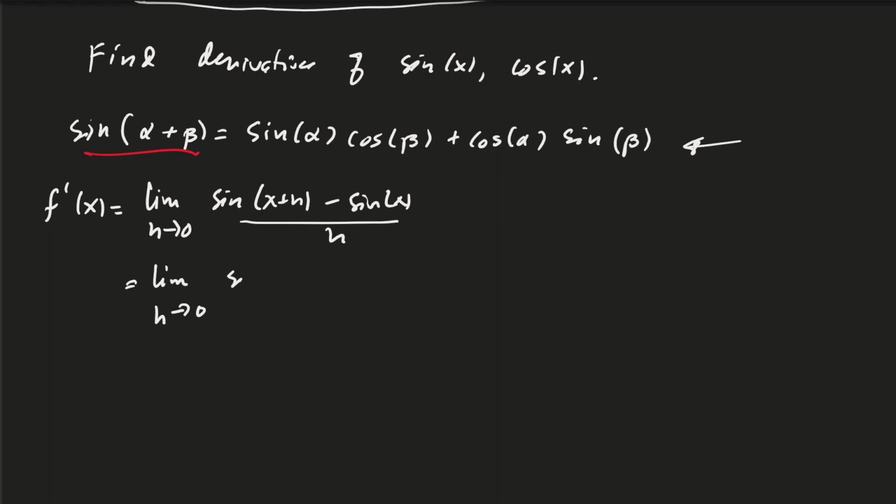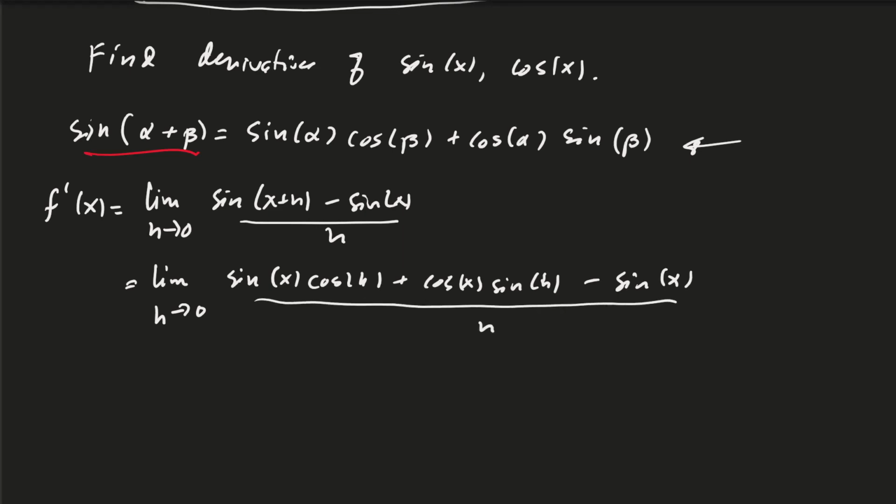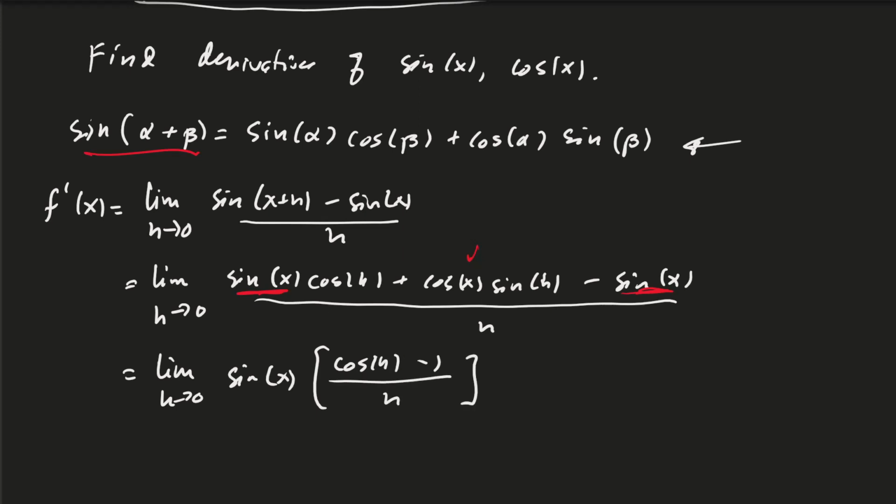And so when we do that, we get the sine of x cosine of h plus the cosine of x sine of h, and then minus sine of x, all divided by h. And now there's a couple of terms in here with the sine of x and one with the cosine, and so let's go ahead and break that fraction apart. So I can take out the sine of x here, and I'll be left with cosine of h minus 1, divided by h. And then on this side I'll have a cosine of x that I can pop out here, and then I'll have a sine of h over h.